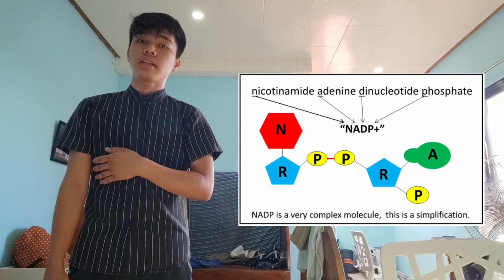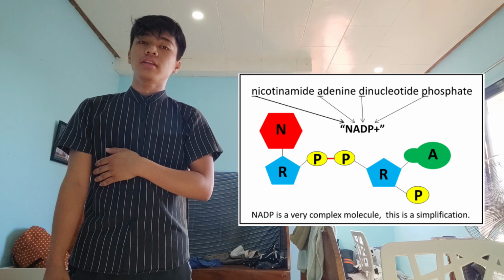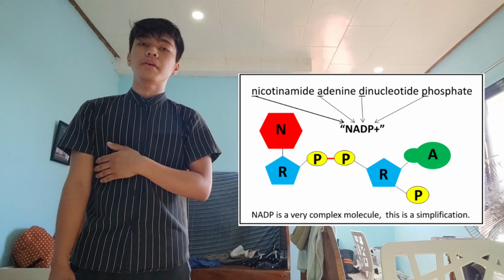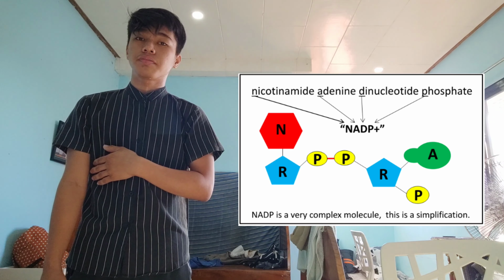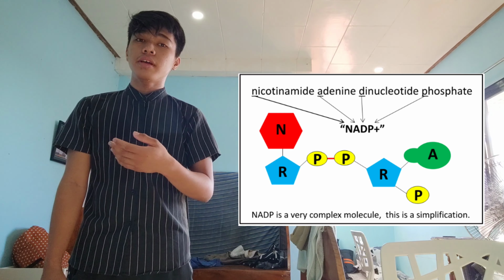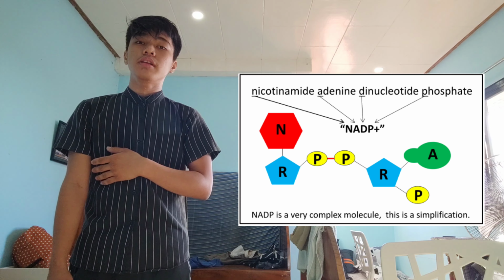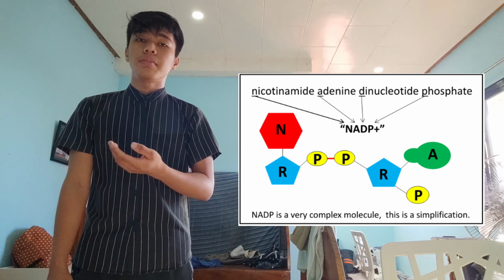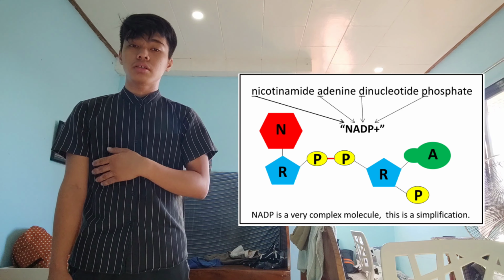NADP+ can hold excited electrons charged from the light energy harvested by chlorophyll to become NADPH. Eventually, NADPH passes the electron it's holding to power the dark reaction and reverts back to NADP+.